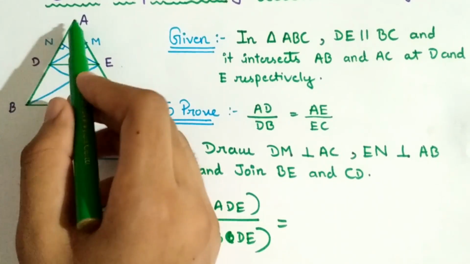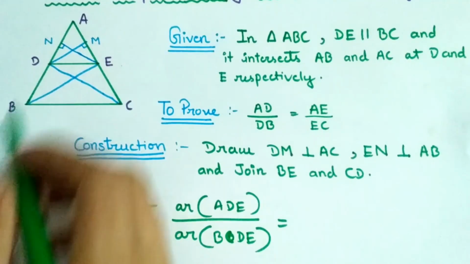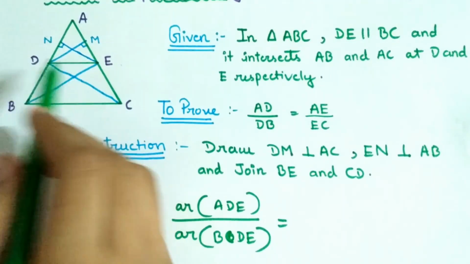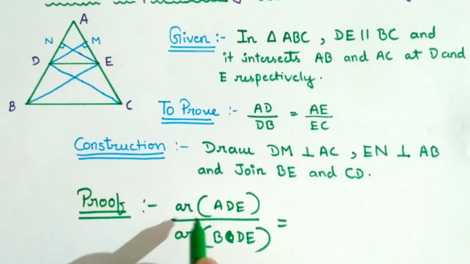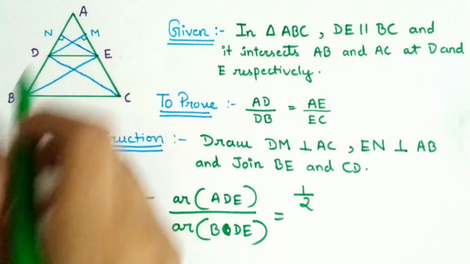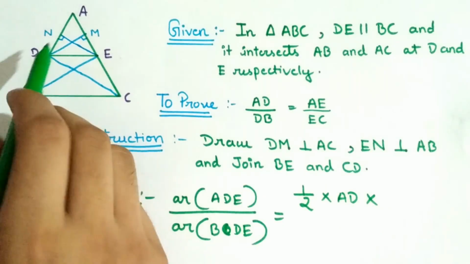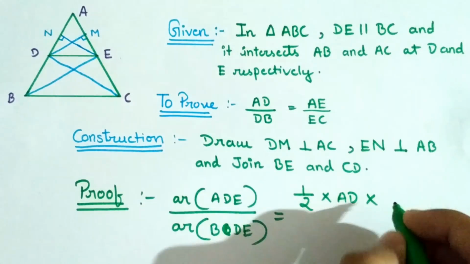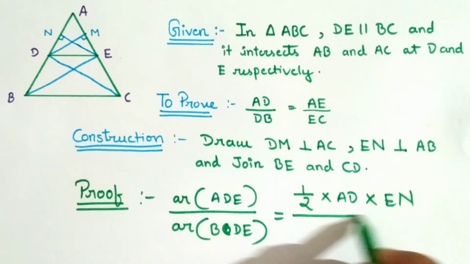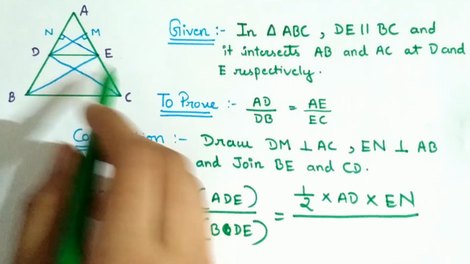In the first case, when we are taking the proportionality of this triangle and this triangle, you have to take the base as AD and the perpendicular as EN, so that you can get it easily. So guys, area of ADE is equal to half into base AD into perpendicular EN. Area of a triangle, you know, is half into base into height. So this is half into AD as the base and EN as the perpendicular.